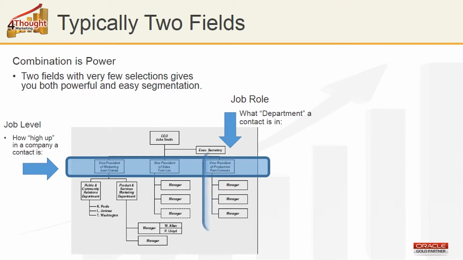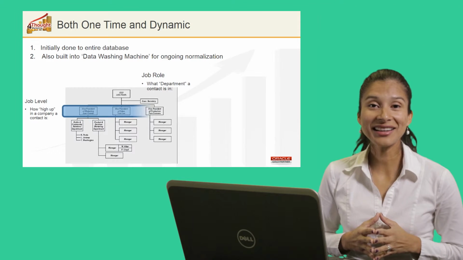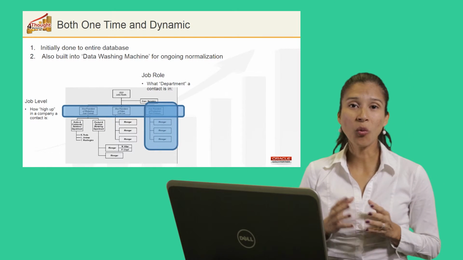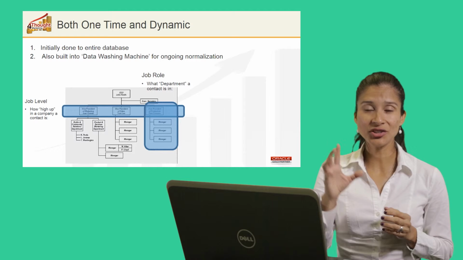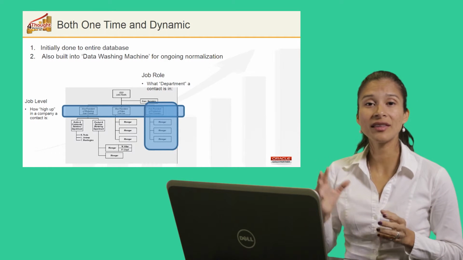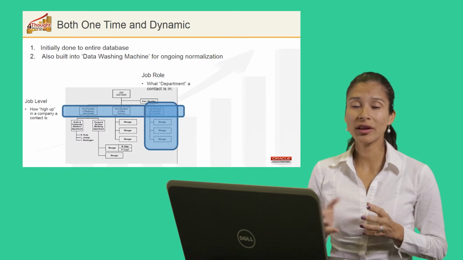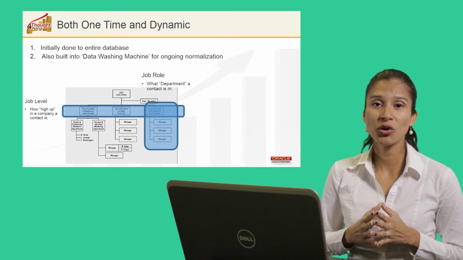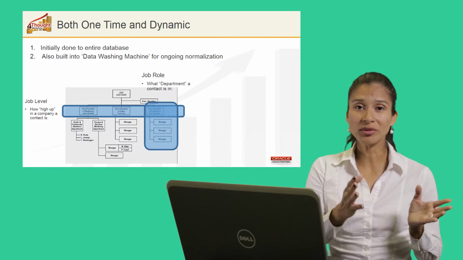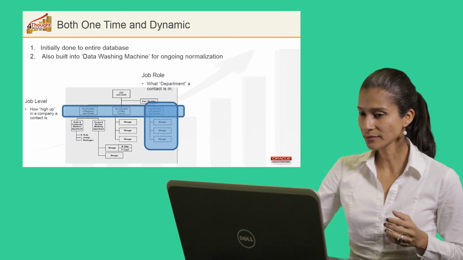Now, job level and job role, again, will vary from company to company. When you combine the two together, this is where you really obtain the value and power of doing title normalization, because now you can start using all of these different categories for segmentation. When you get started with the data washing machine program, what you want to do is to initially pass your entire database through it. This program will categorize or divide your data so that it goes into a job level and also job role.